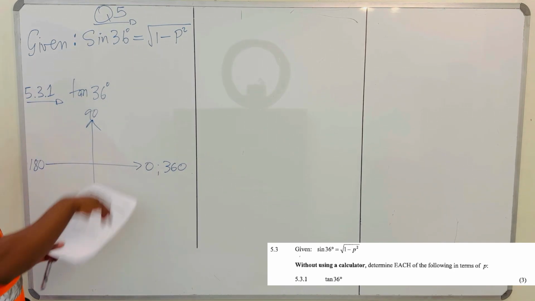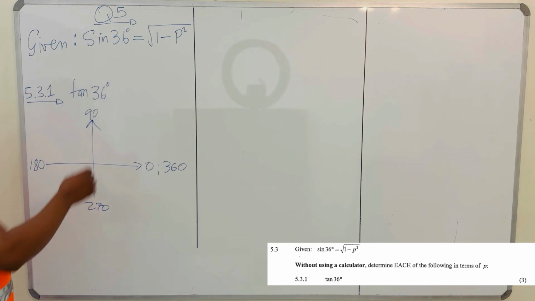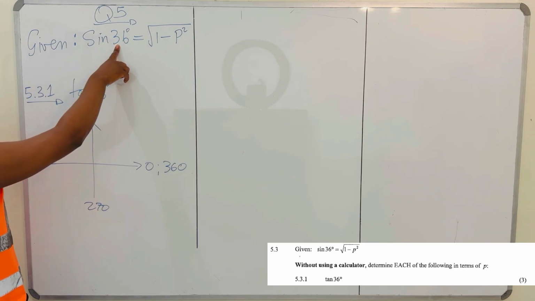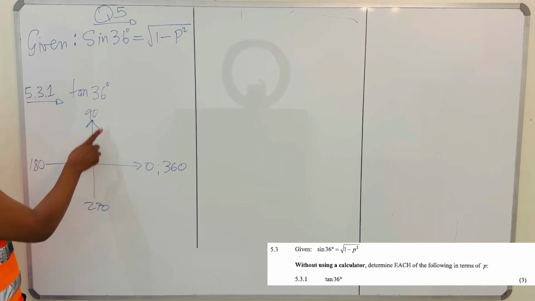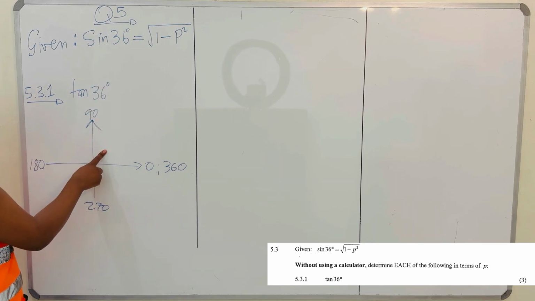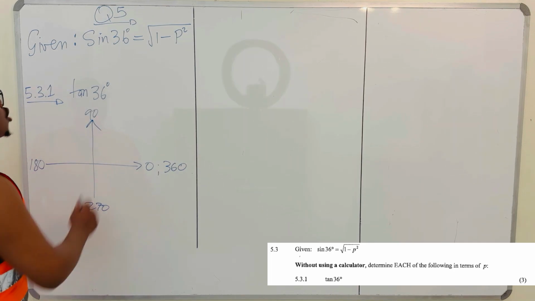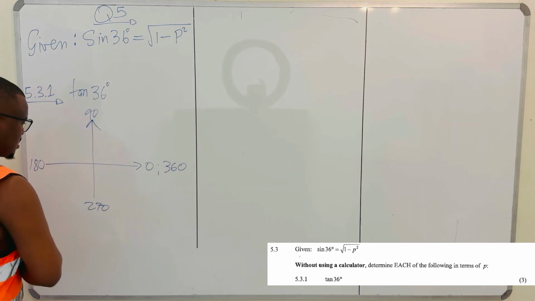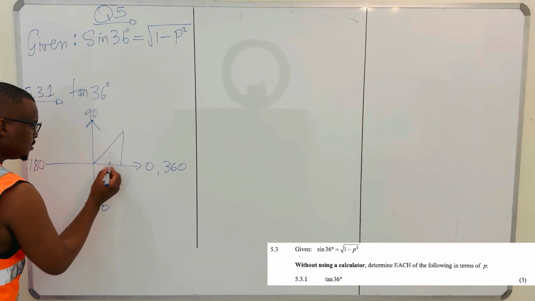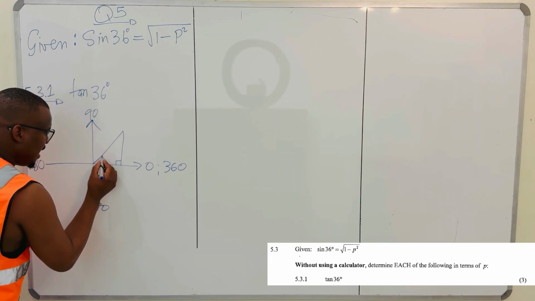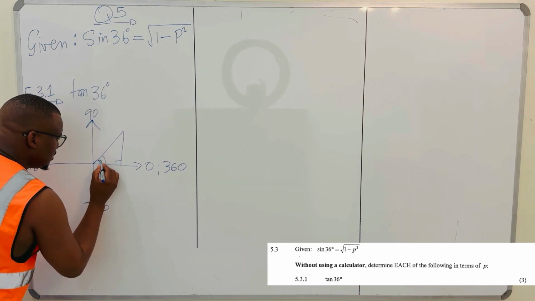And then look at the angle and identify which quadrant you are in. 36 degrees is an acute angle, and all your acute angles are in the first quadrant. Right? All your acute angles are in the first quadrant. So you draw a right-angled triangle in the first quadrant, like this. There it is. It's 90 degrees there. And here is your angle that you are given, which is what? 36 degrees.